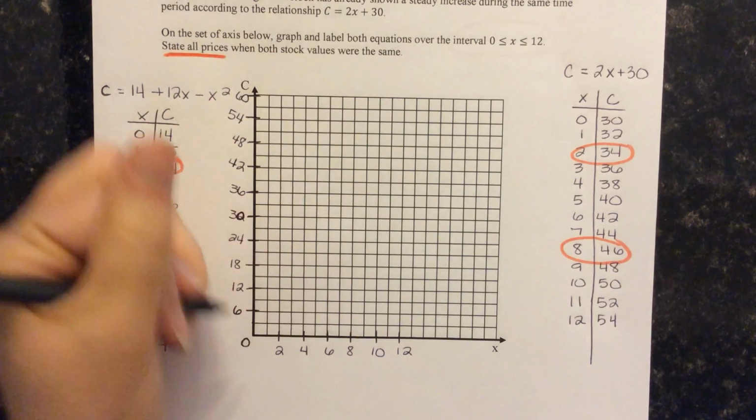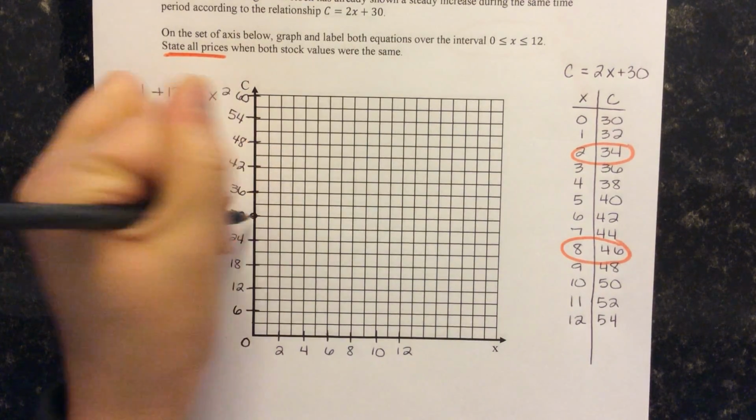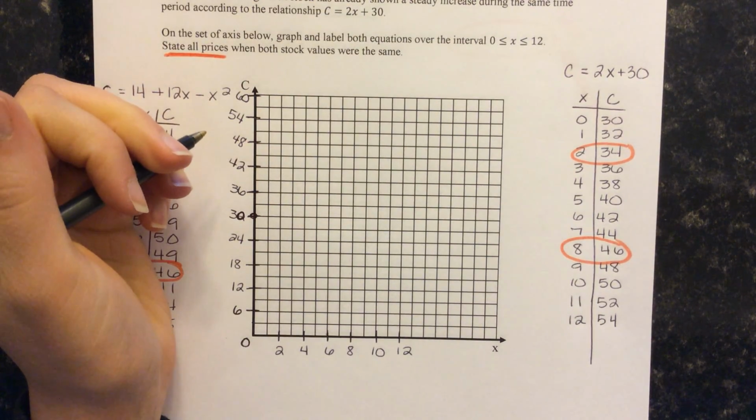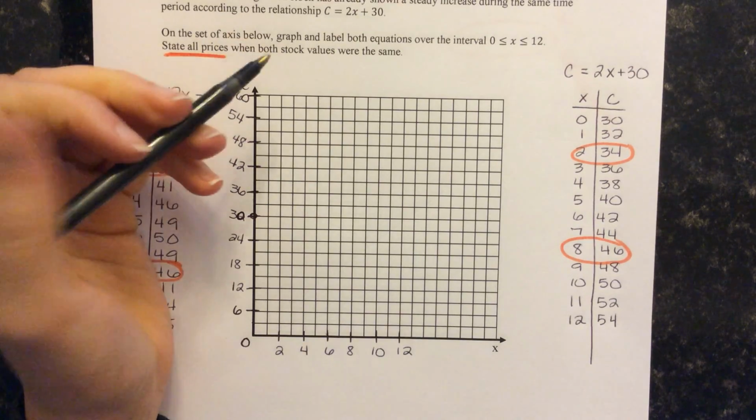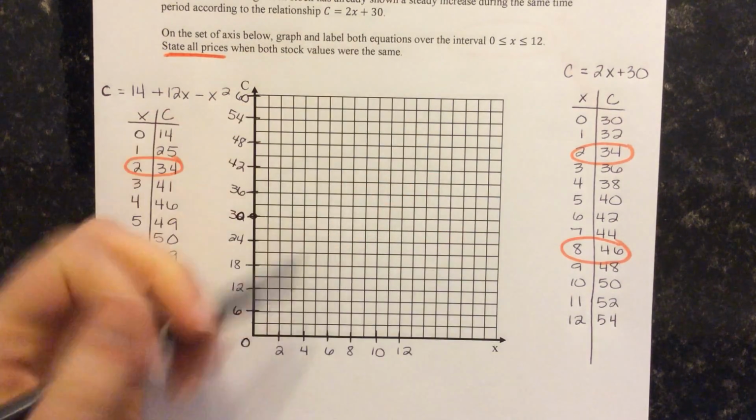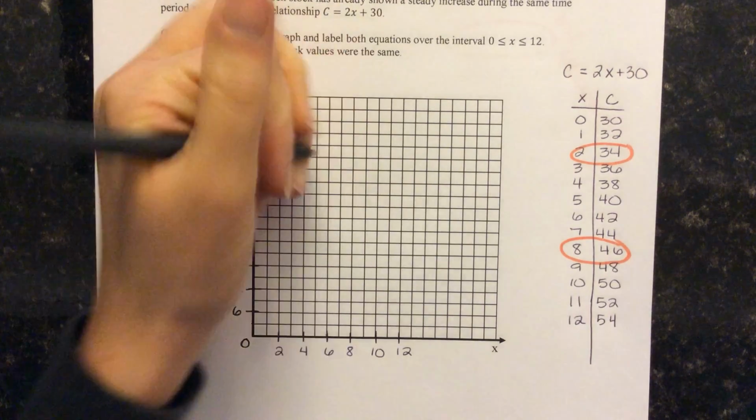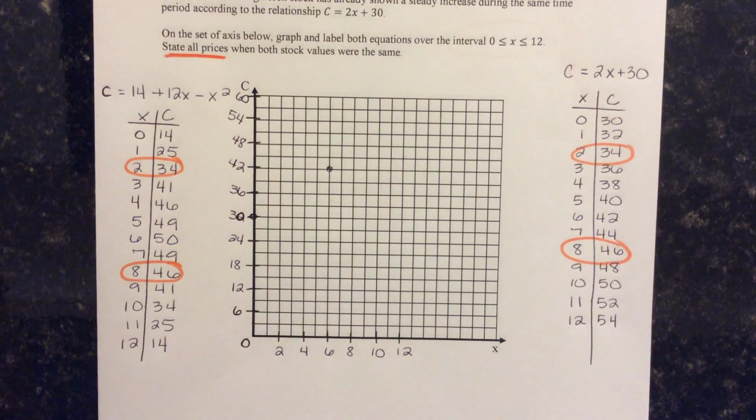So here we go. 0, 30 is a point on this line, and that's a nice point for me to plot. Another nice point on here would be 6, 42, because that's just right on the graph. I won't have to guesstimate any spots, so that's good.